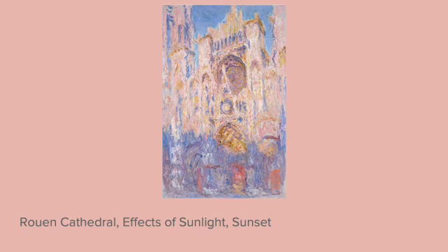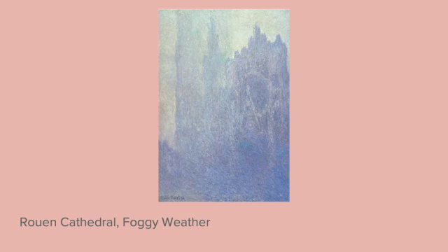So let's keep looking. This is the Rouen Cathedral, and this was painted to look like it was sunset. And you can see there's lots of pinks and purples, maybe some yellows and oranges. So kind of keep that in mind. Like I said, if you need to pause to take a closer look, feel free to do that. This is in foggy weather, and it's much more blurry. There's all these blues and grays. There's not nearly as many colors as in that first painting.